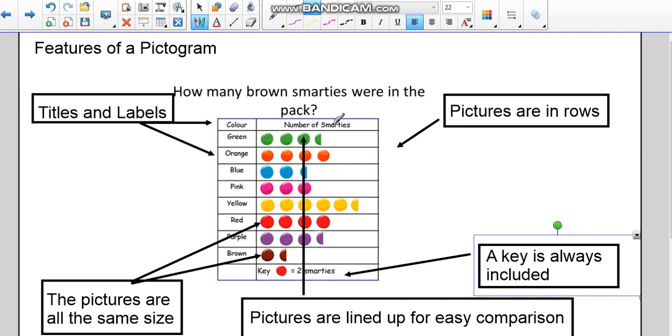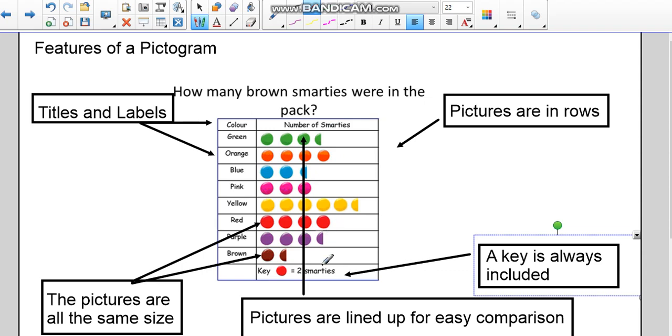And then the pictures are all in nice neat rows. So we've got green on that line, orange on that line. They're not mixed up. They're rows so we can read them. So it's really obvious again to see that the brown was the fewest. Yellow there were the most. We can see red and orange had an even amount. It's really obvious just by comparing the 2 rows.